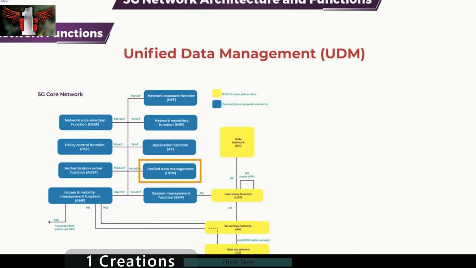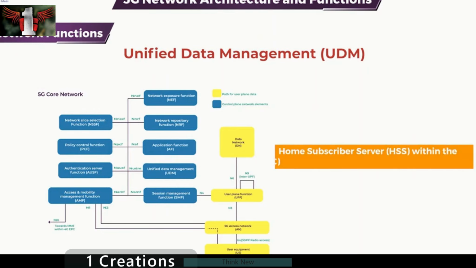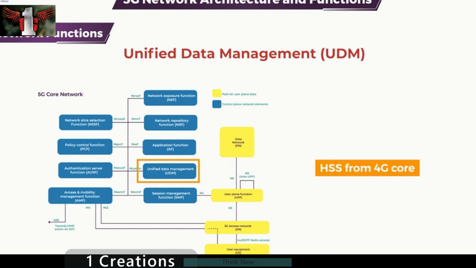Our next topic is Unified Data Management, UDM. The UDM is a control plane function within the 5G core network. It is similar to the Home Subscriber Server, HSS, within the 4G Evolved Packet Core, EPC. AUSF and UDM together represent the functionality of HSS from the 4G core.